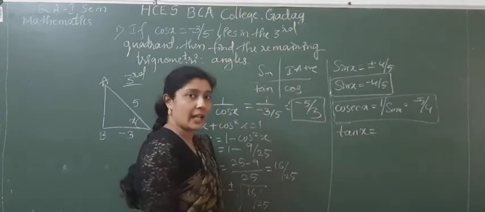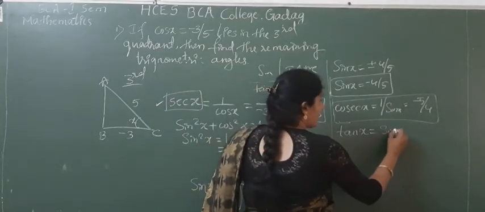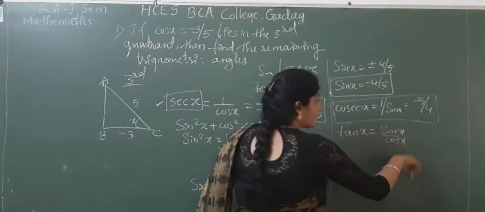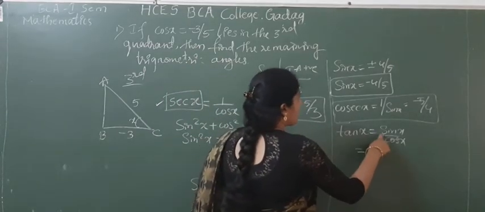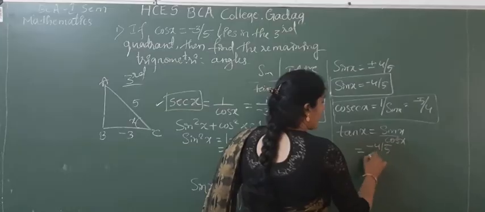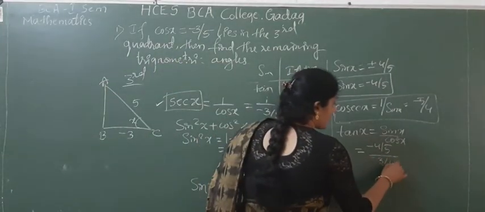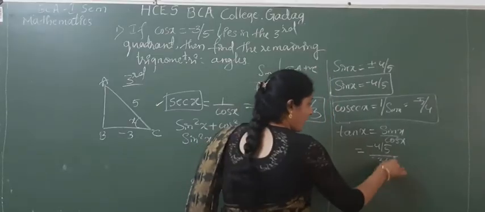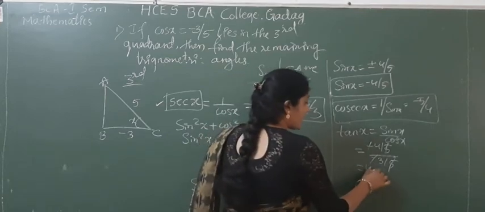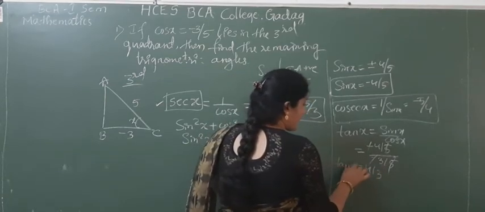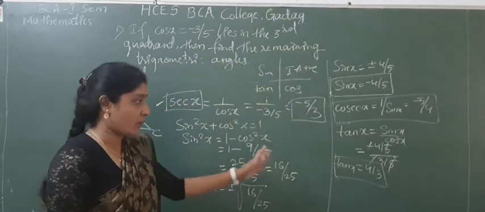So what is tan x? We know that tan x is nothing but sin x divided by cos x, which we proved now. So tan x is equal to, what is sin here? Minus 4 by 5 divided by, what is cos? Minus 3 by 5. See here, 5 gets cancelled, minus gets cancelled. So the remaining is 4 by 3. So tan x is positive, that is proved again here.